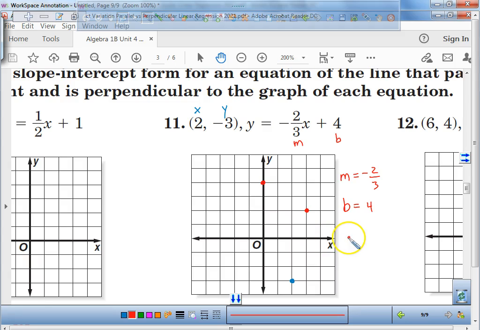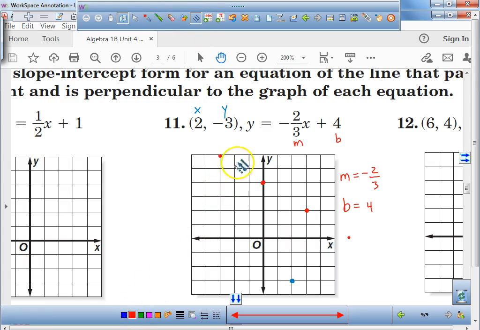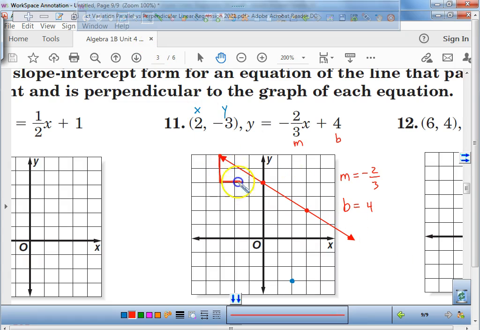Okay? So you have to go over one more. I can also go over 3 and up 2 and put it right here. Once you plot those points, carefully connect the dots. Hopefully, you can clearly see that this goes down 2 units and over 3 units. That's what a negative 2/3 slope looks like.